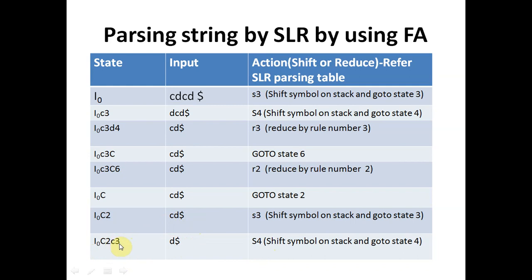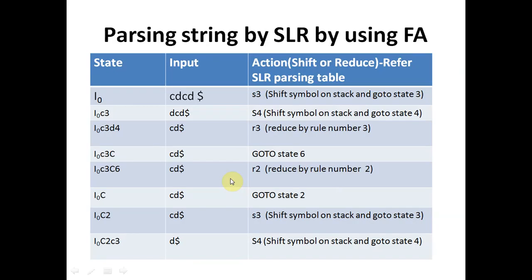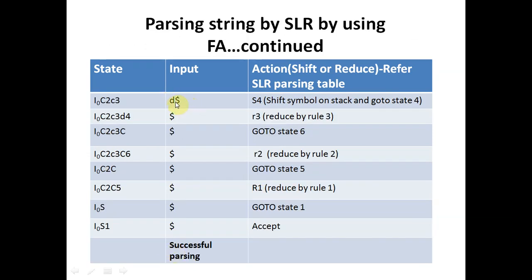Now you are in the third state and receiving small d. So the third state on receiving small d is shift 4. Shift that and move on to 4. The next slide will be shift the symbol and move to the fourth state. I have repeatedly written it for better understanding, as the slide is changing. Now you are in the fourth state and you are receiving dollar.